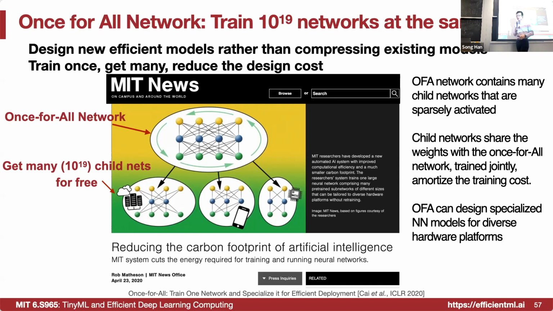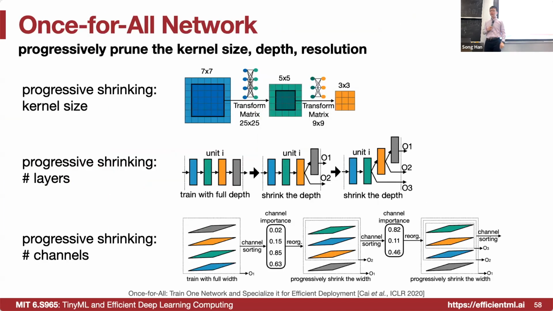And then we can design such specialized neural network models for different hardware platforms, right? For the GPU, for the mobile, for the microcontrollers. So how does it work? How do we enable the model to have different subnetworks that can independently operate?